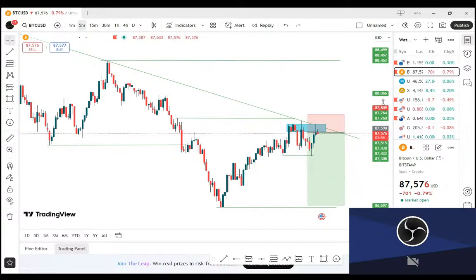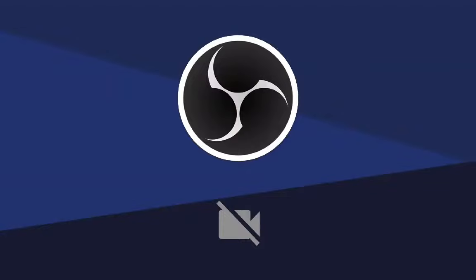And hopefully you can see the stop loss and targets here. There's 87809, you can see it here. And the TP target is at this low, which is at 86697. That's why I put it.